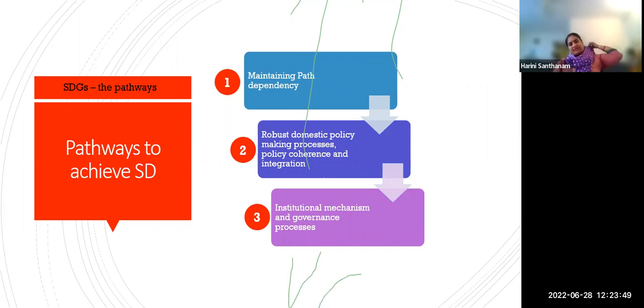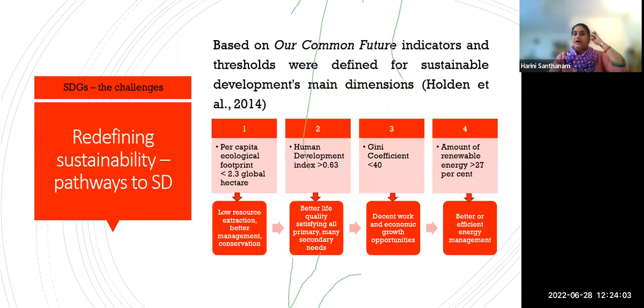This can only be achieved by institutional mechanisms and better governance processes. So these three aspects are the pathways which spell the success towards achieving sustainability. Let us move on with examples to understand these processes.